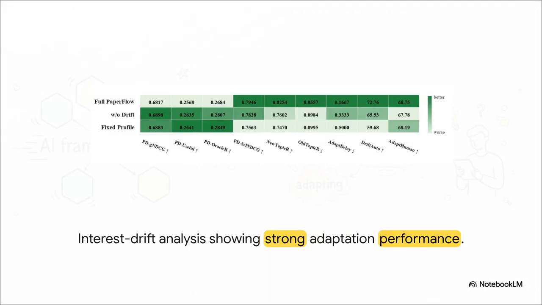The interest drift analysis visually proves exactly why this system is so accurate. It shows that full PaperFlow just completely dominates the baselines when your interests change. It successfully suppresses those stale, older topics you frankly no longer care about and rapidly adapts to new ones much, much faster than algorithms that are stuck using fixed profiles.